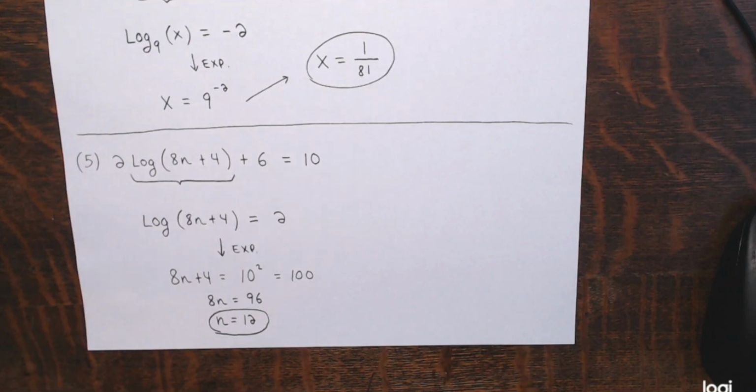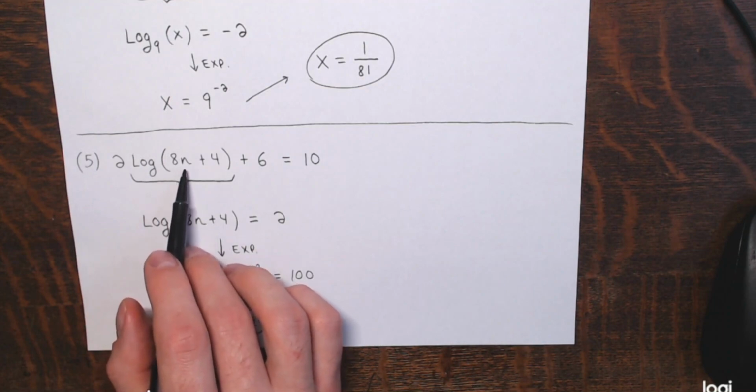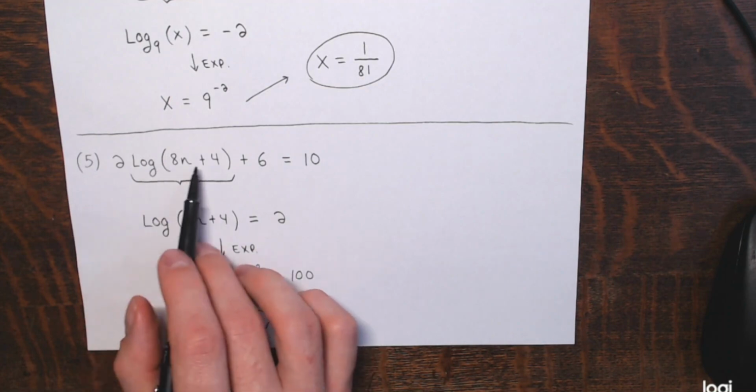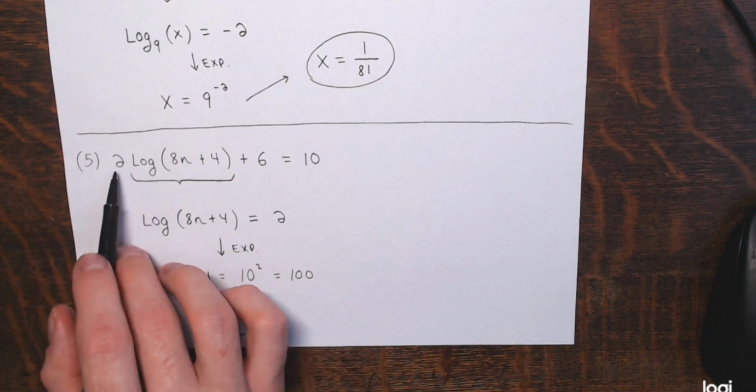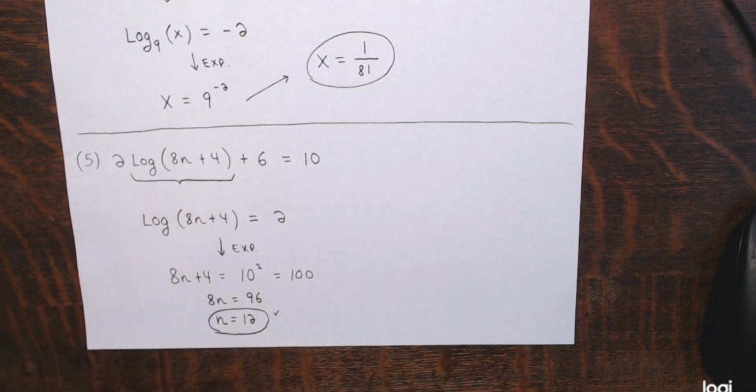12. And if you were to plug that in, 8 times 12 is 96, plus 4 is 100, the log of 100 is 2, times 2 is 4, plus 6 is 10, this works. Right? And again, you can use the calculator to check if you wish as well. All right.